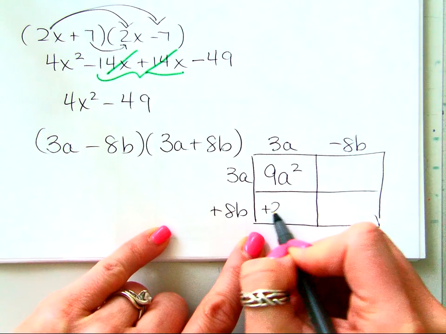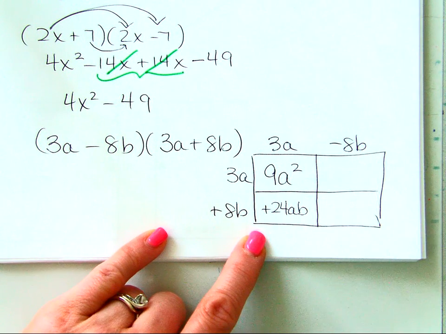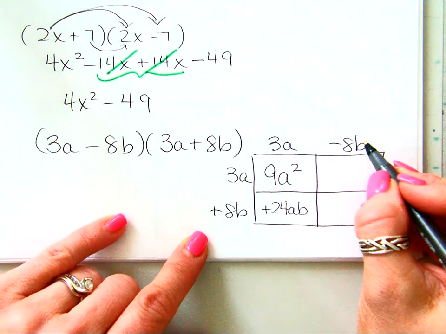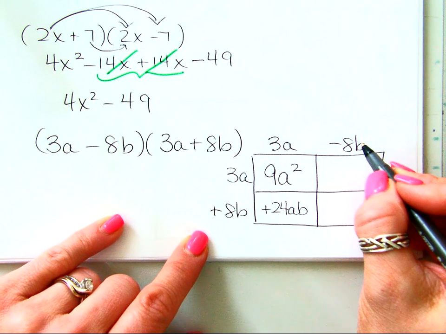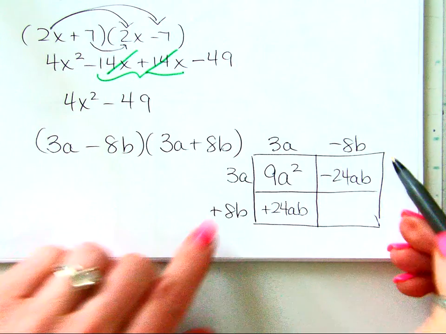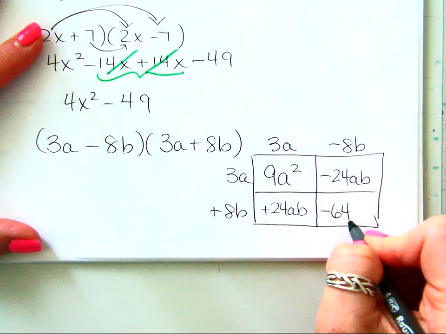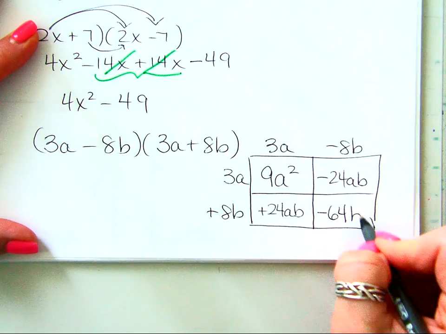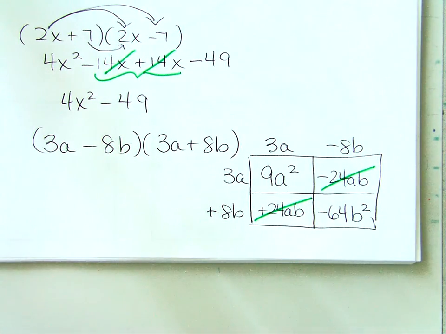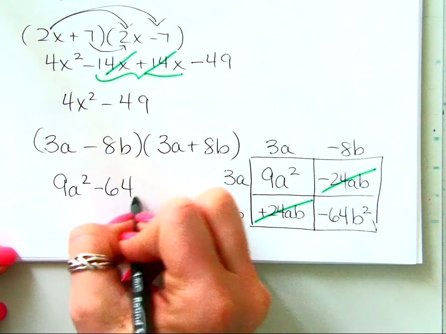There's your positive 24. I know you can't add a plus b, but you can multiply unlike terms, right? That's just ab. And then this is going to give me my negative 24ab. And then what's this going to give me right here? Negative 64b times b is b squared. And so this answer is 9a squared minus 64b squared.